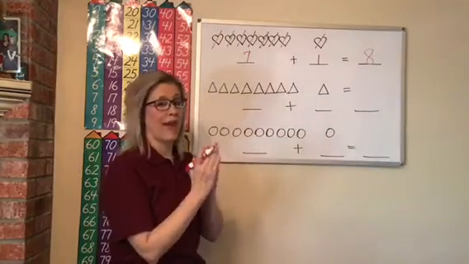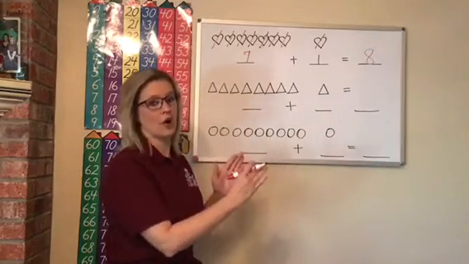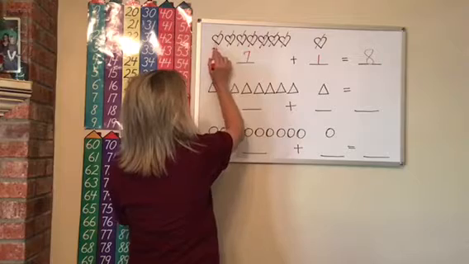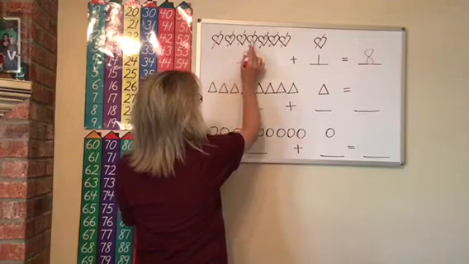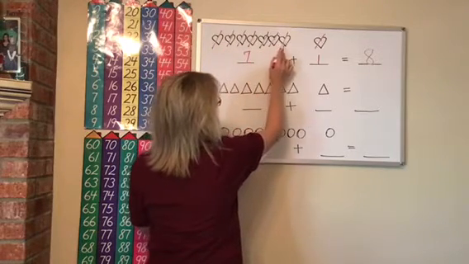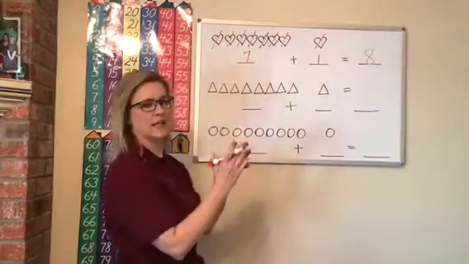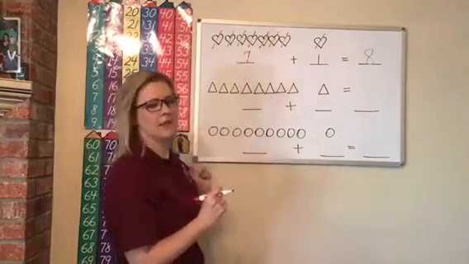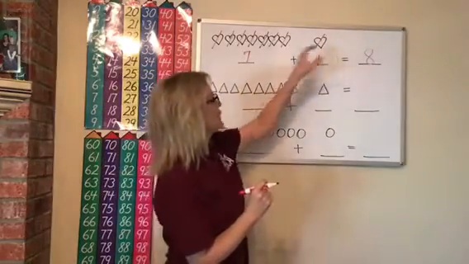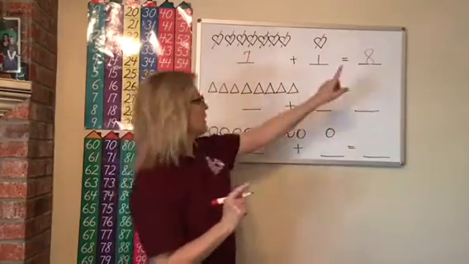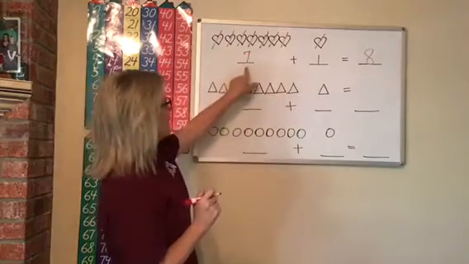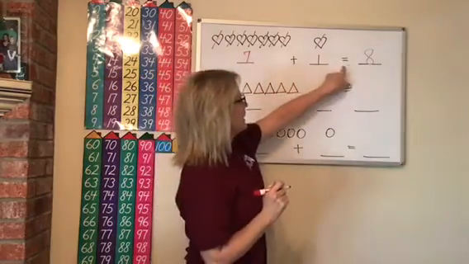Okay, and you know how I know I have 8 all together? Because we can count all the hearts now. 1, 2, 3, 4, 5, 6, 7, 8. So you have 8 hearts all together because you had 7. And then you had a friend give you 1 more. You have 8 all together because 7 plus 1 equals 8.